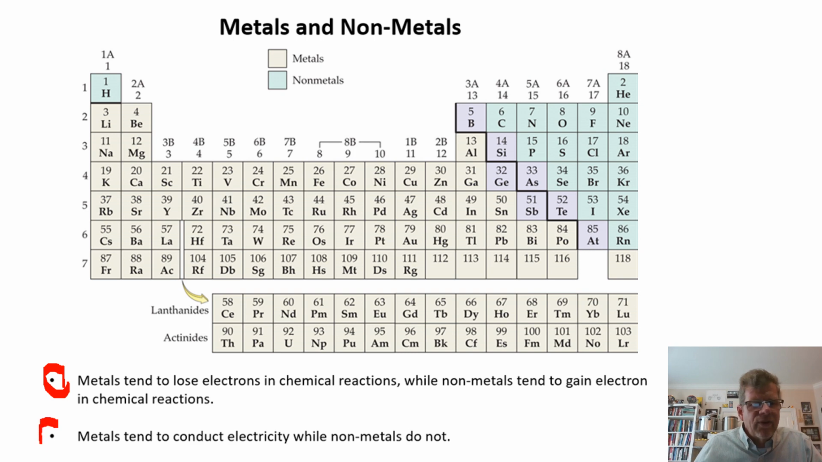A more general way to look at it would be that metals tend to conduct electricity, while nonmetals do not conduct electricity. When we start talking about chemical bonding, metallic bonding, we're going to see how metallic bonding lends itself to the conduction of electricity, whereas nonmetals do not. Many nonmetals are useful as insulators. They don't conduct electricity, therefore they can be used as insulators when we're working with electrical current.